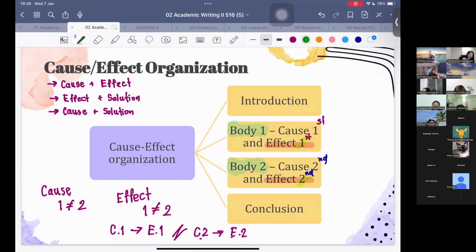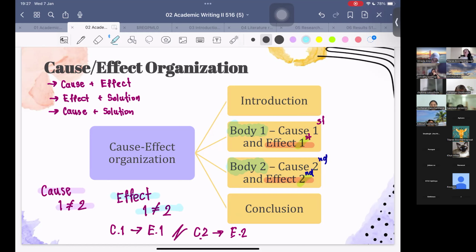As you can see here, cause and effect number 1 is not equal to number 2. So cause 1 and cause 2 should not be the same thing. And effect 1 and effect 2, again, should not be the same thing. Cause 1 is not the same as cause 2, and effect 1 is not the same as effect 2. You can have more than 2 body paragraphs, or 2. That's up to you.